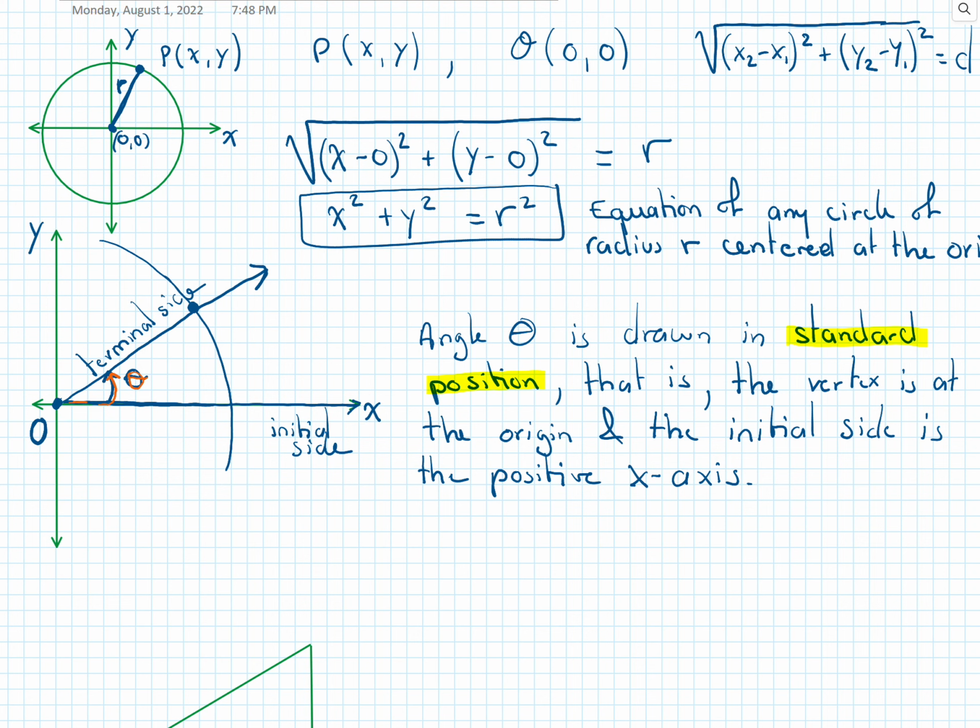So this side here, if I drop a perpendicular line to my horizontal axis, I'm creating now a right triangle, right? Because I dropped a perpendicular line from my point that is on the circumference. And then that side of the triangle, that leg, will be, in respect to theta, the adjacent side to theta.